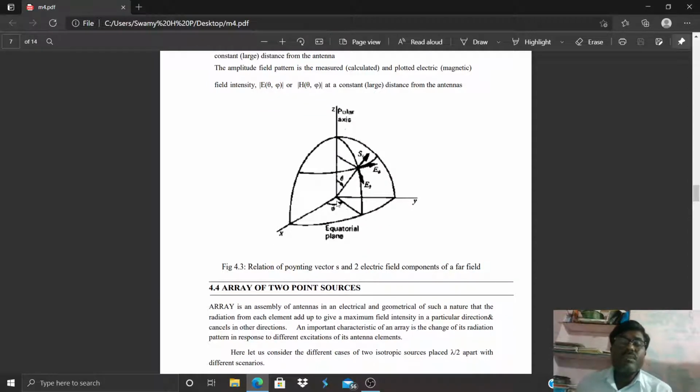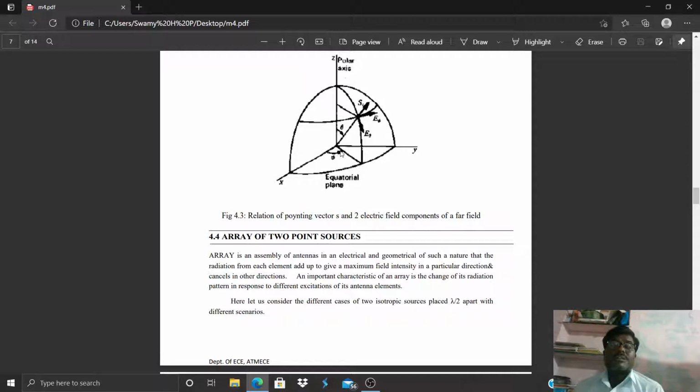as shown in the figure here. You see, this is the relation of Poynting vectors and two field components in the far field. At center O there is an antenna, an isotropic antenna which radiates power. This point is situated at a constant distance r from the antenna, through which you are going to measure the Poynting vector S_r, which is radial in nature, power per unit area in watts per meter squared. The other field components are E phi, the electric field intensity in the phi direction, and E theta, the electric field intensity in the theta direction. So this is how you calculate the power at the transmitter and receiver in free space.